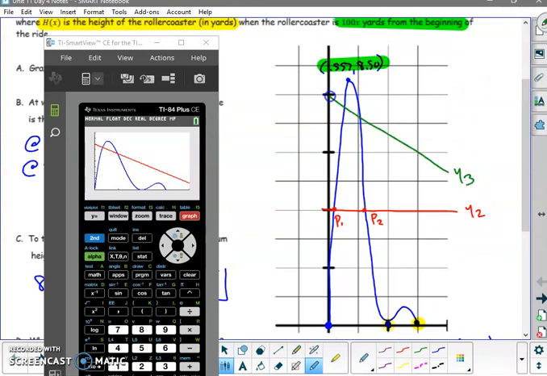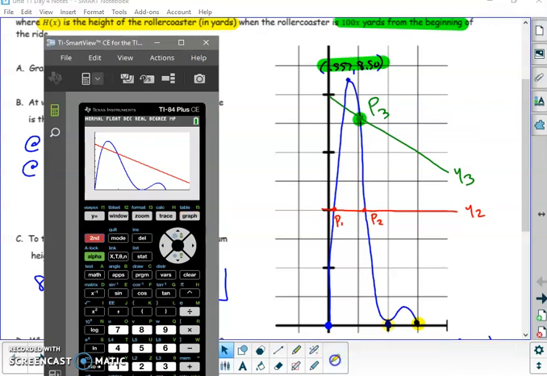So I'm just going to call that y3. I only need this point right here. I'm going to call that p3, because that's where the coaster is going down. So, second calc, intersect, and I need to get up towards that point of intersection. Just get it close, enter, enter, enter.